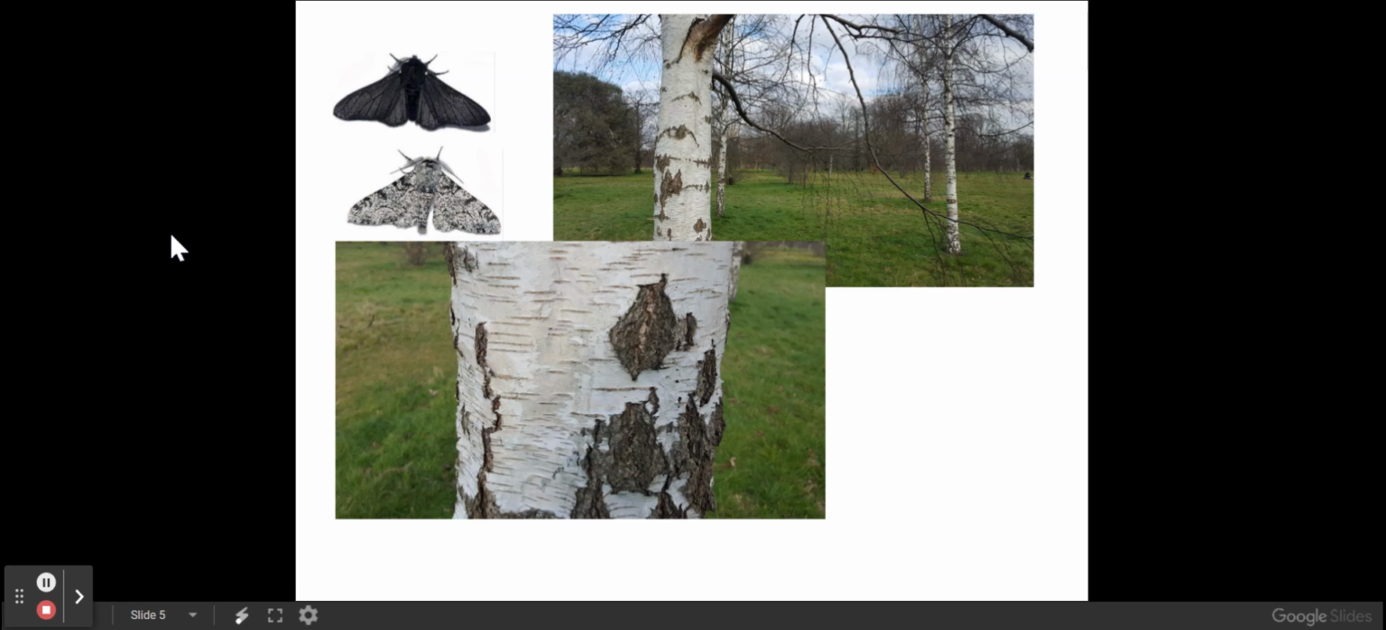Now, if the environment changed for some reason and the trees became darker, you would expect that in that circumstance, the darker colored moths would become more frequent in the population. And this is exactly what we see. That really is the idea behind evolution by natural selection. The environment selects the individuals that are best suited to survive. And if you survive, you make babies, and those babies make babies. Over time, you see a shift in the frequency of a particular trait.